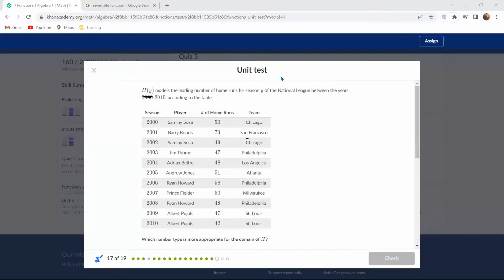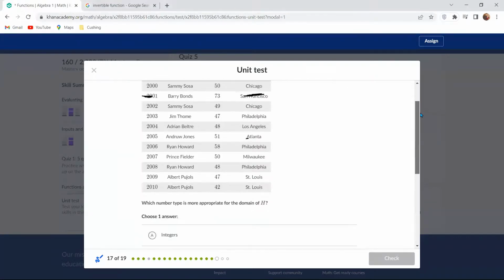All right, a baseball question, that is cool. So we have h of y, the function h in terms of y. The input is y, which is the opposite of what it normally is. It models the leading number of home runs for the season y of the National League between the years 2000 and 2010, according to the table. So the input is what season it is, and the output is how many home runs. Let's see what the question is.